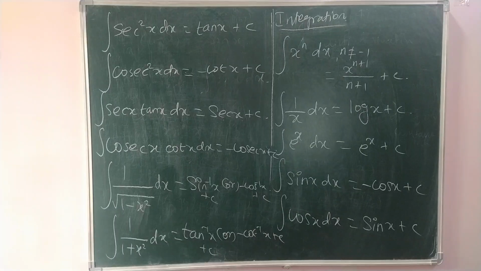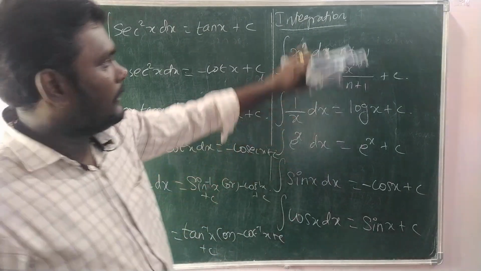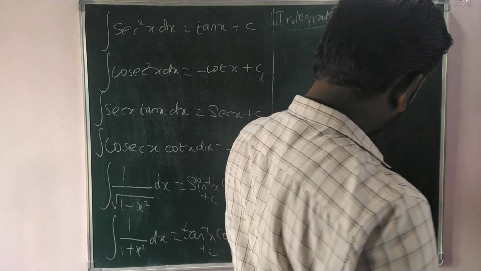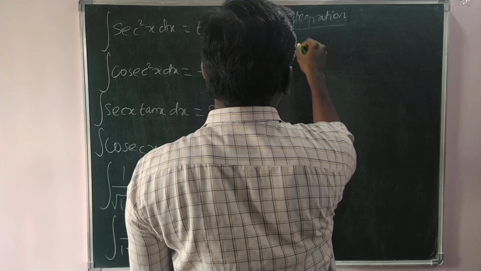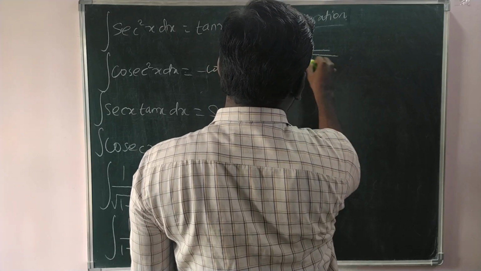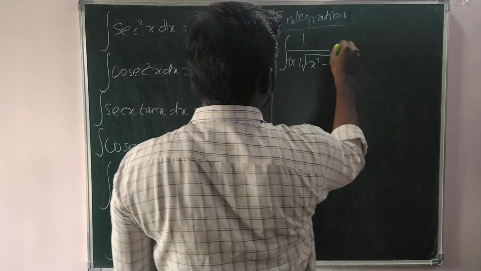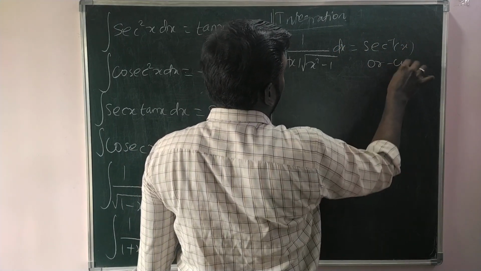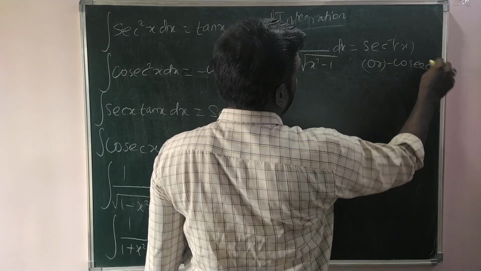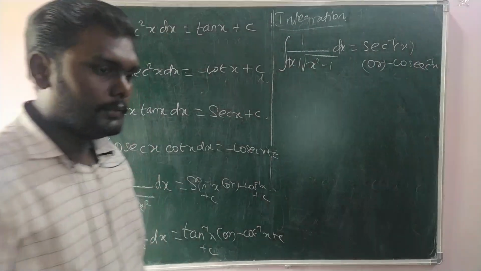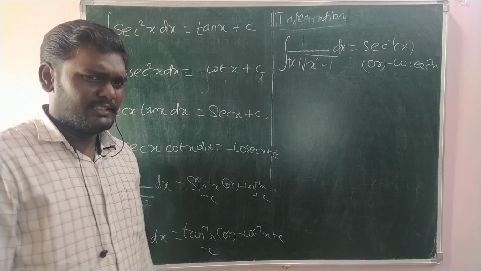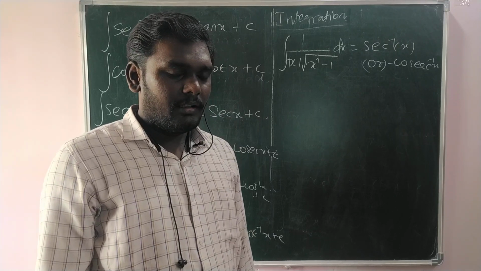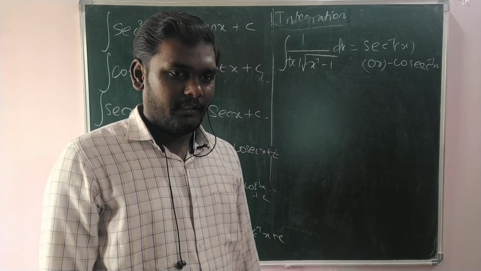That c is important. Okay, the same way, integral of 1 by mod x into root of x square minus 1 into dx is sec inverse of x or minus cosec inverse of x. Okay, but I have a confusion. Where to get minus, where not to get minus? Sometimes unintentionally or intentionally we might commit a mistake, right?